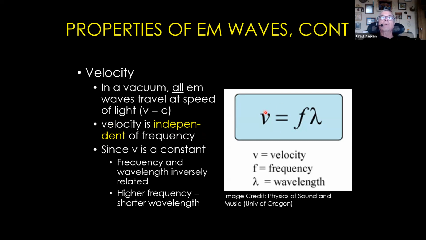And so this is the equation that relates frequency to wavelength and velocity. And you'll see here that since velocity is a constant in any given medium, frequency and wavelength are therefore inversely related. The higher this goes, the lower this has to be. So if you want high frequency, you have lower wavelength, etc.